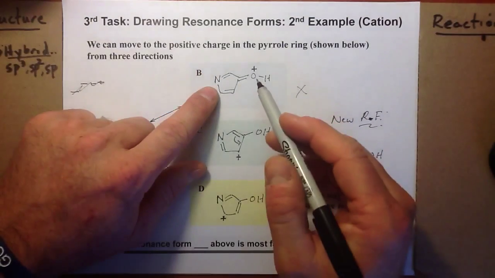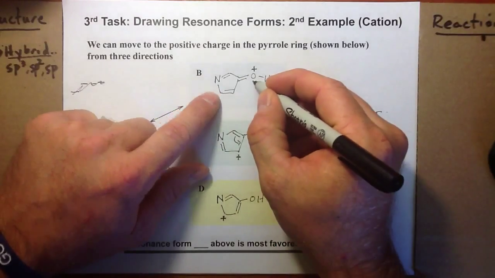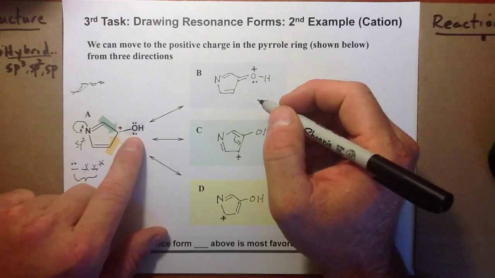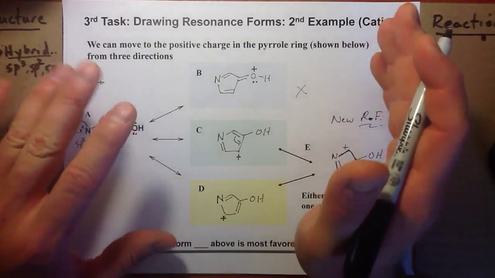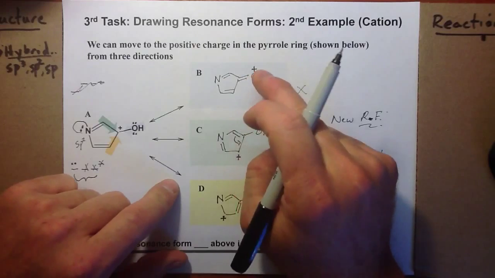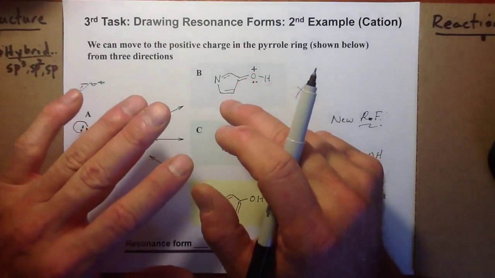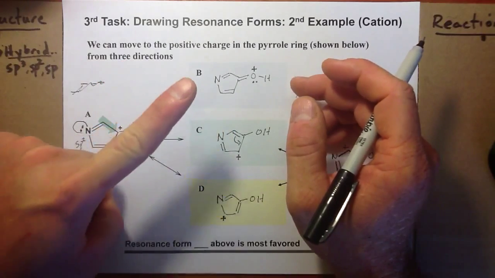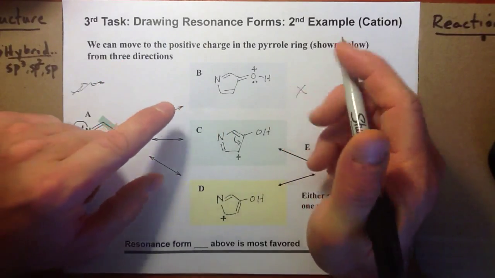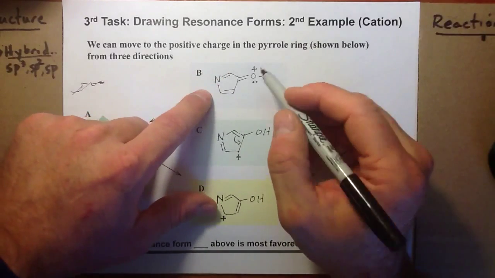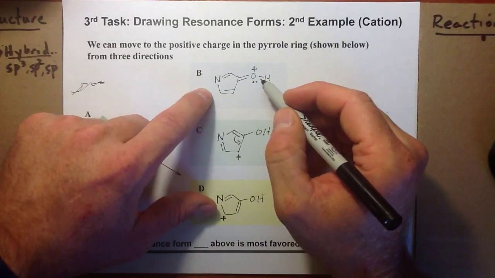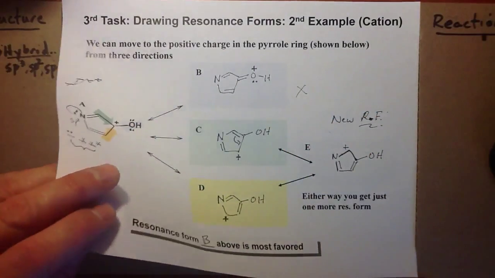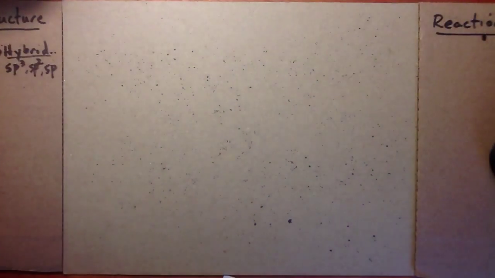But in B, the positive charge is on an oxygen. But this oxygen had 2 lone pairs, so it still has 1 lone pair left. So it's still satisfying the octet rule, even though it's an oxygen with positive charge, and you'd say that would be least desirable. That's the third consideration, location of charge. The first consideration, most important, was octet rule. This one satisfies the octet rule: 2, 4, 6, 8 electrons around it. B is most contributing.